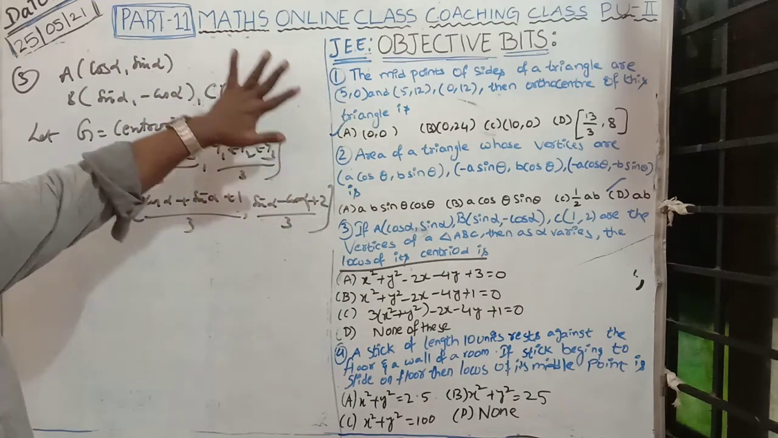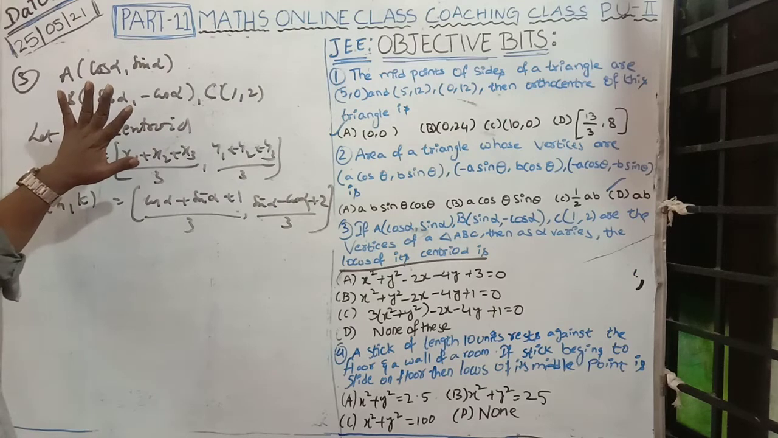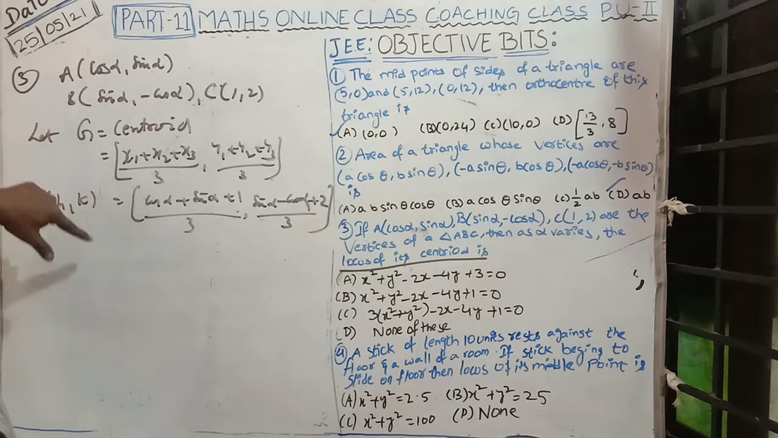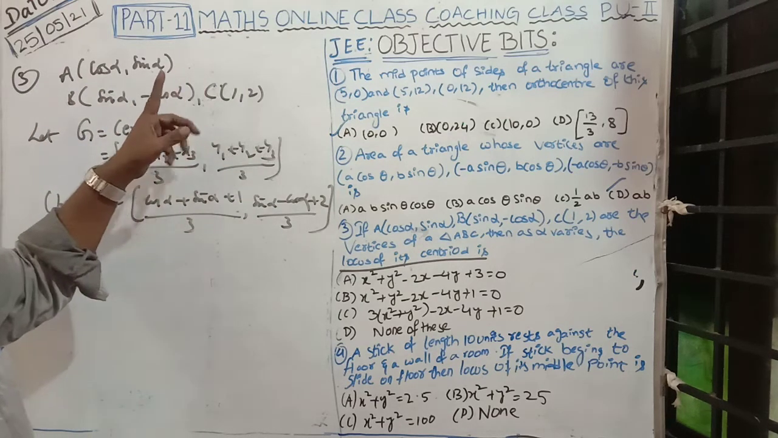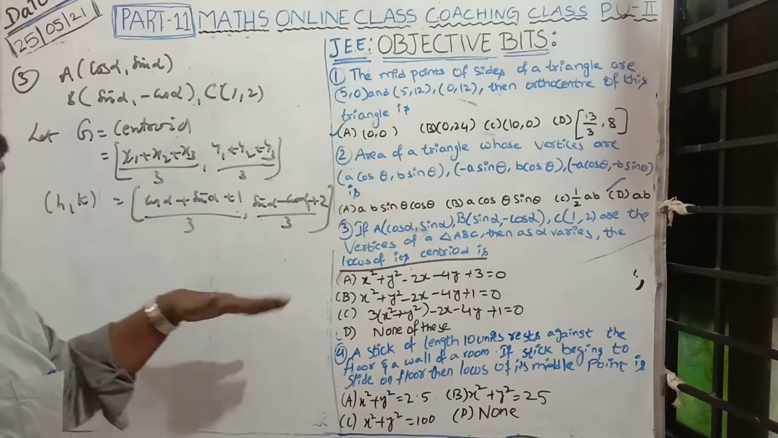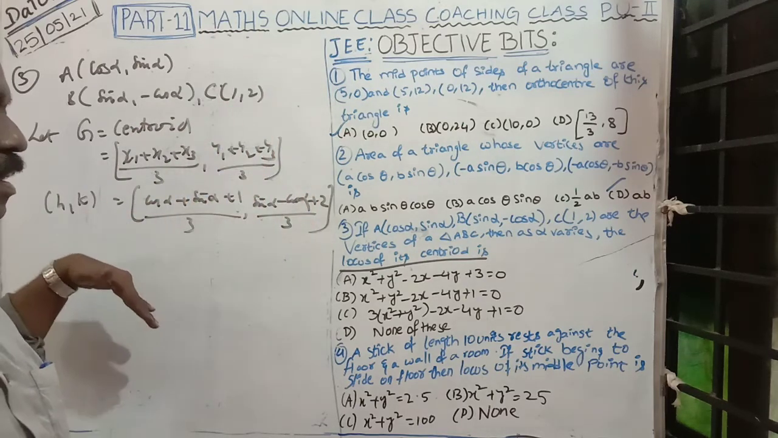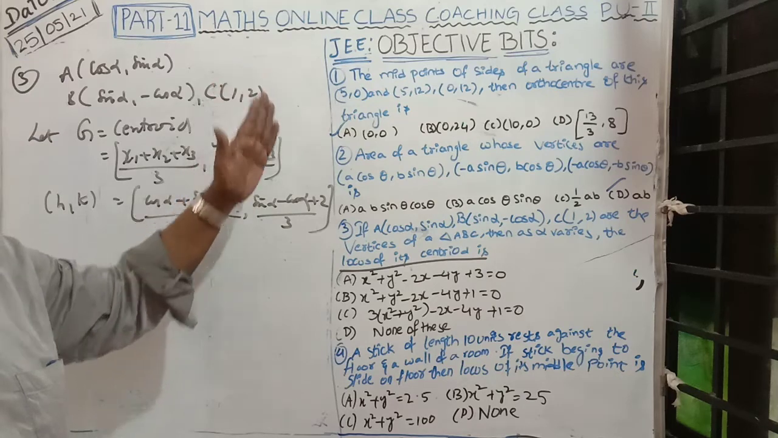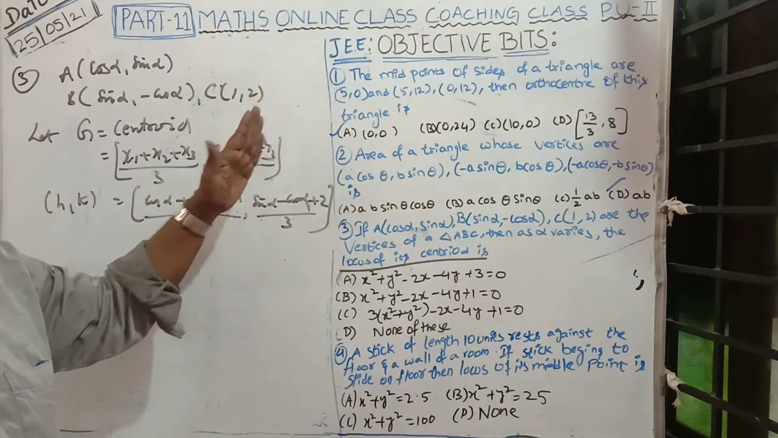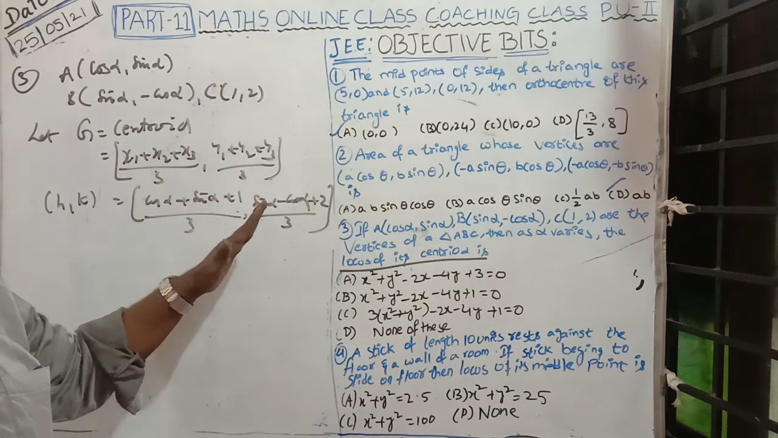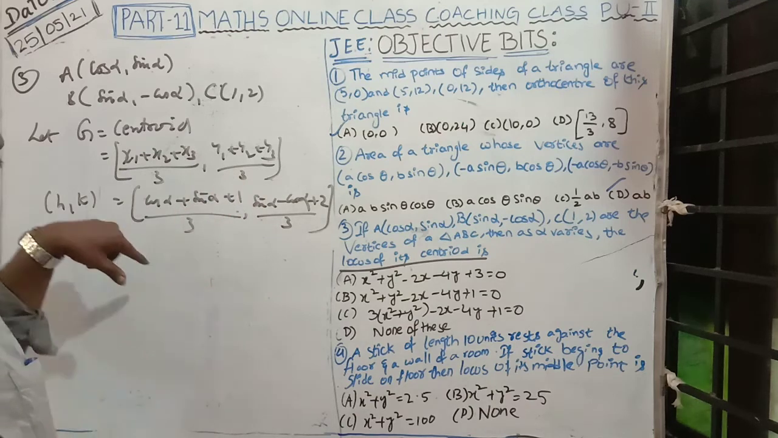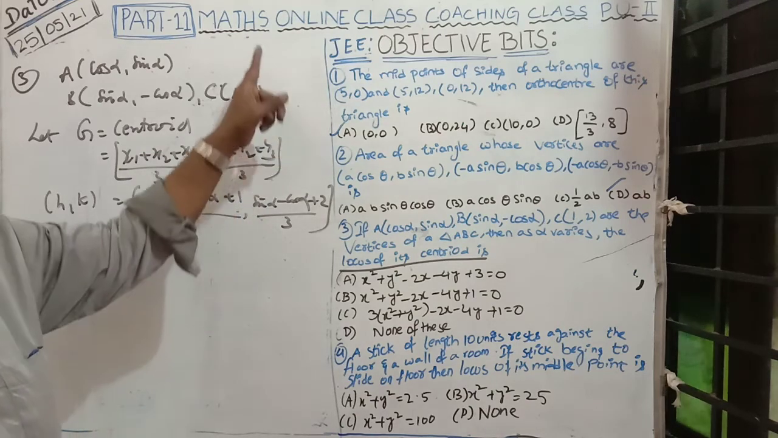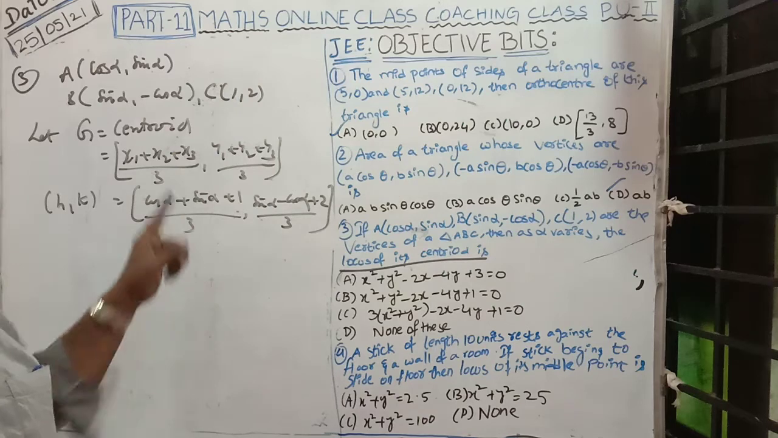If the triangle changes its position, then automatically the centroid also moves. What is that movement, that curve of the centroid? The centroid is moving according to the different positions of the triangle. If we join all those centroids, we get one curve. What is that curve is asked?